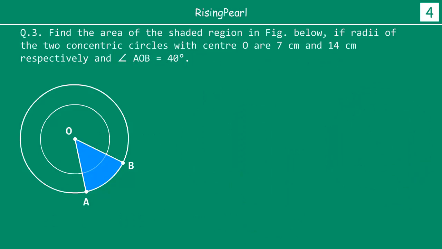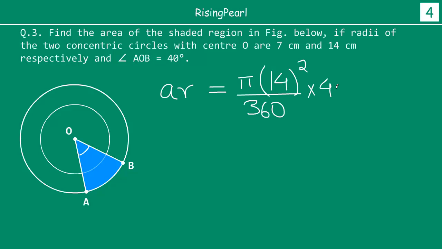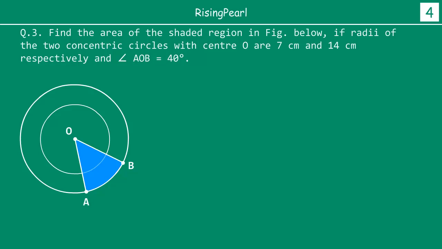So we have to calculate the first one for the larger circle. The area will be equal to pi r square by 360 times 40, where r is 14 for the larger circle. So this is the area for the bigger circle. Now let's focus on the smaller circle.